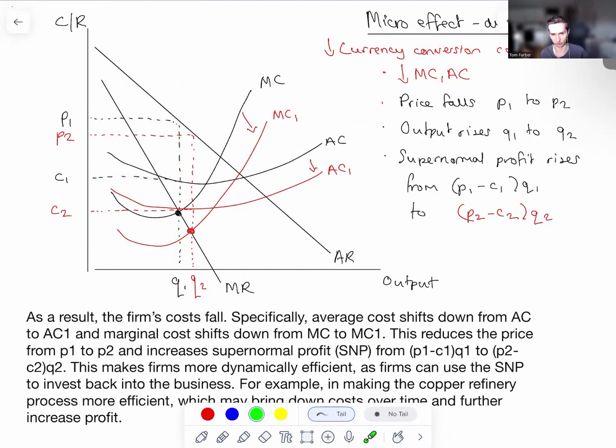Now, when the marginal and average costs fall, well, the firm still produces where MR equals MC1. That's this point here, if it's profit maximizing. That's output level Q2, so output has increased from Q1 to Q2. And the price has decreased to P2 when we go up to the AR line. And the average cost has fallen to C2. And so the profit is now P2 minus C2 multiplied by Q2, which is this area here. That area is larger, the supernormal profit has increased.